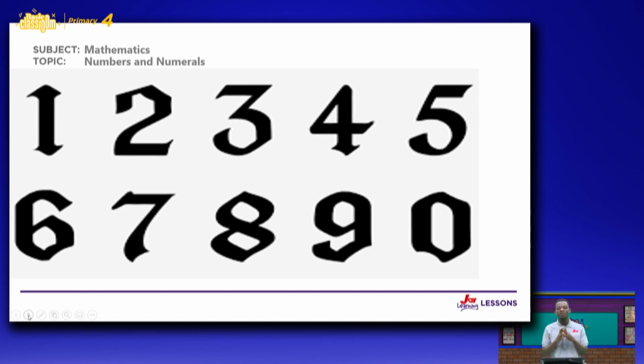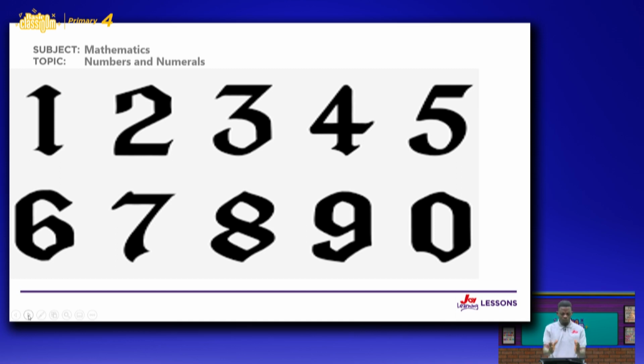We can have our first 10 numerals. Our first 10 numerals begin from 0, 1, 2, 3, 4, 5, 6, 7, 8, and 9. These are the first 10 numerals. These are symbols that we use to represent the number, or the idea of a number, that we have at the back of our mind.